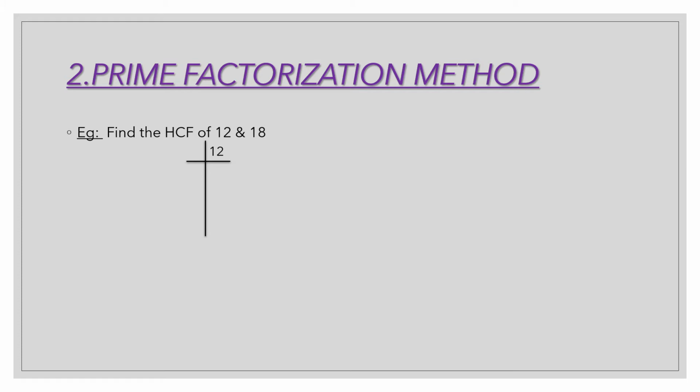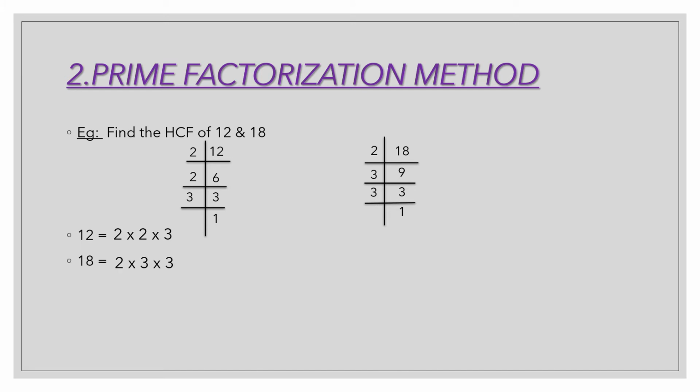So 12 comes in 2 table. 2 is a prime number. So 2 sixes are 12. Then 2 threes are 6. 3 ones are 3. Now same way take 18. 2 nines are 18. 3 threes are 9. 3 ones are 3. Here we can write 12 as 2 into 2 into 3 and 18 as 2 into 3 into 3.